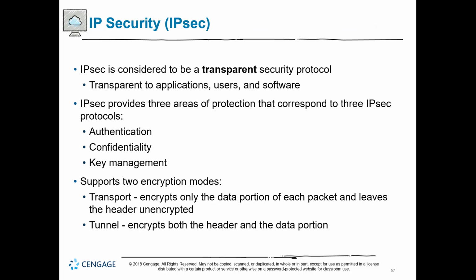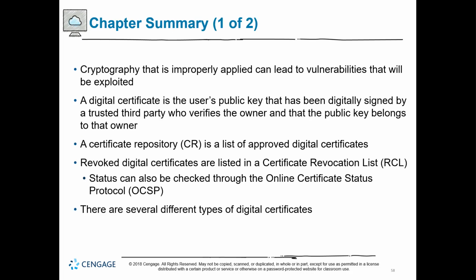Lastly is IPsec, or IP security. This is a VPN-based technology and is considered to be transparent. That means it is transparent to applications, users, and software. It provides authentication, confidentiality, and key management. It supports 2 forms of encryption: transport, which will encrypt only the data portion of each packet and leaves the header unencrypted, or tunnel. The tunnel will encrypt both the header and the data portion.